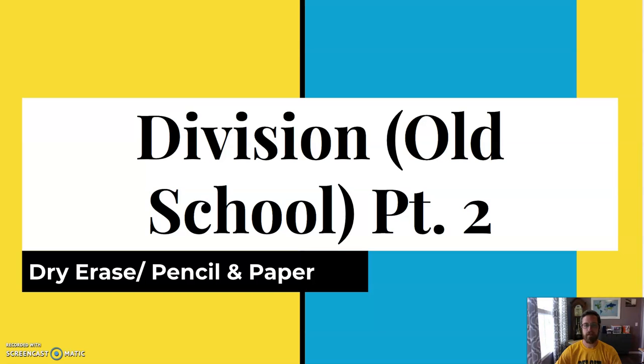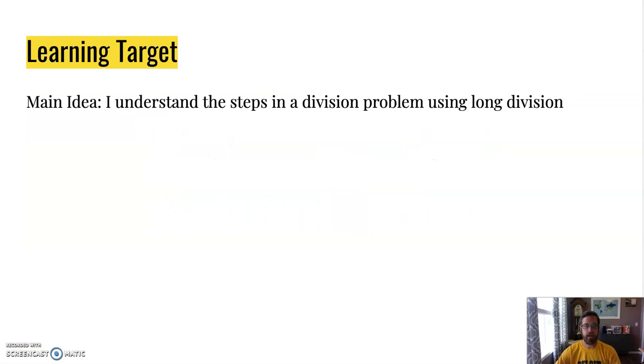Today we're continuing on from the previous lesson, Division Old School Part 2, going over a couple more example problems of doing traditional long division that we started yesterday. The learning target is that you understand the steps in a division problem using long division. We've done a lot with ratio tables, and now we're transitioning over to being efficient mathematicians using long division.